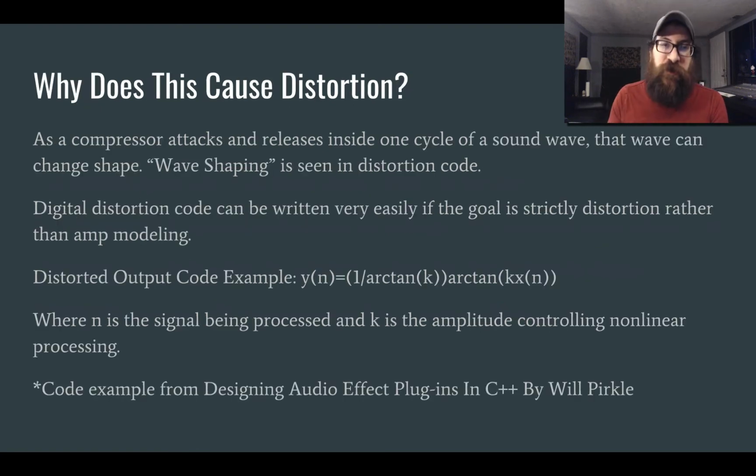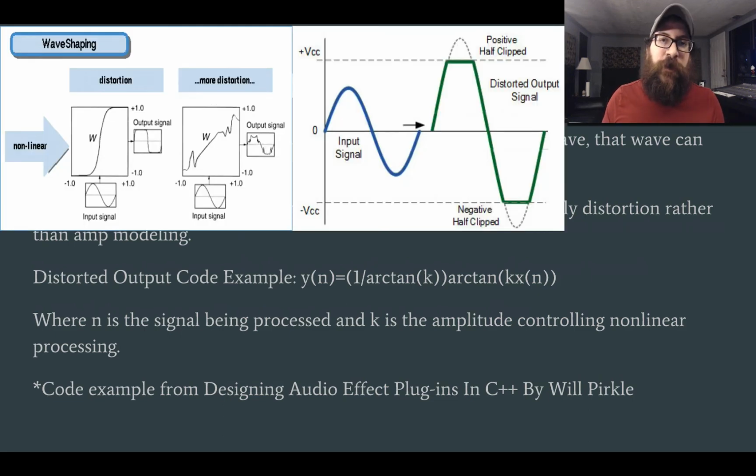So why does this cause distortion? As a compressor attacks and releases inside one cycle of a sound wave, that wave can change shape. Wave shaping is seen in distortion code. Digital distortion code can be written very, very simply if the goal is simply distortion rather than amp modeling, which gets a little more complicated. But this is what's happening. You're having basically this wave shaping going on that sometimes makes for asymmetrical signals, which will cause you distortion. It just absolutely will.